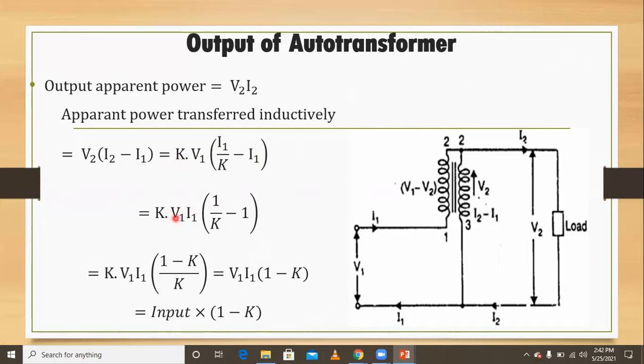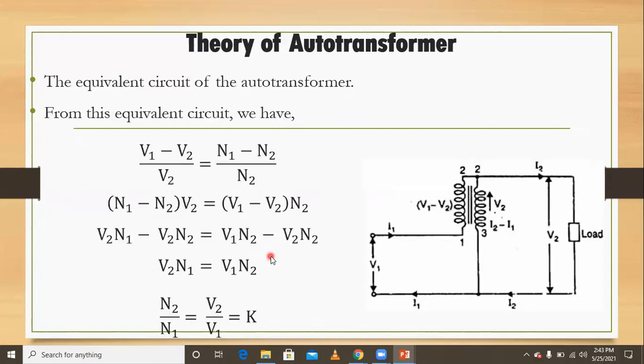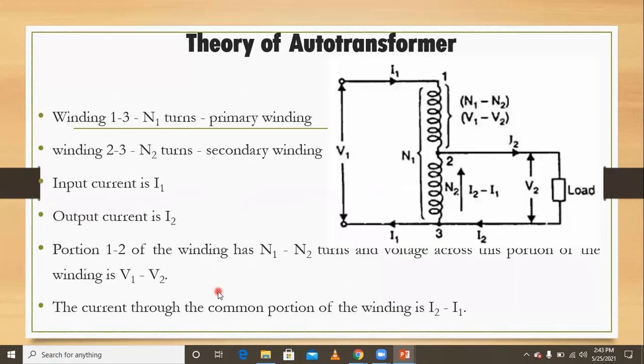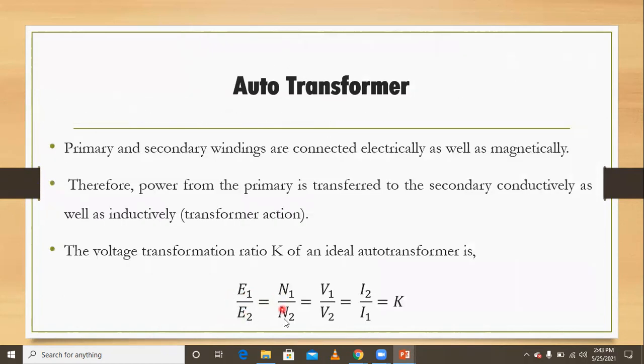Then simplify: K into V1 into I1, take I1 common, and then 1 by K minus 1. Then K into V1 I1 into 1 minus K divided by K. So V1 I1 into 1 minus K. V1 I1 is called the input kVA. So the output power transferred inductively is equal to input into 1 minus K. K is called N2 by N1 or V2 by V1. Change here: E2 by E1, N1 by N2, V1 by V2, I2 by I1 is equal to 1 by K. Okay, a simple printing mistake.